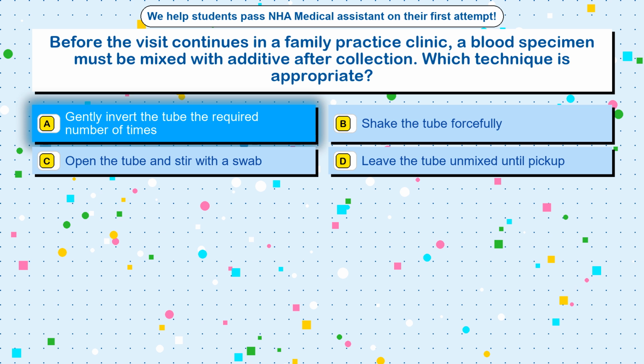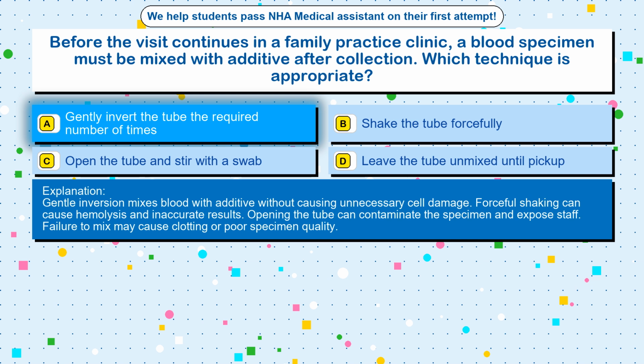Gently invert the tube the required number of times. Gentle inversion mixes blood with additive without causing unnecessary cell damage. Forceful shaking can cause hemolysis and inaccurate results. Opening the tube can contaminate the specimen and expose staff. Failure to mix may cause clotting or poor specimen quality.